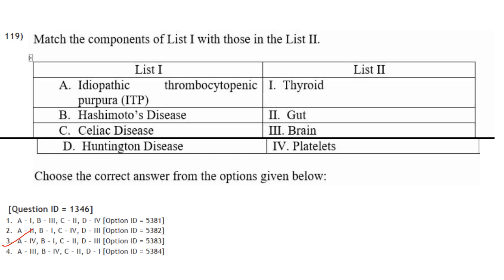Match the components of list 1 with those in list 2. Idiopathic thrombocytopenic purpura, ITP, is platelets. Hashimoto's disease is thyroid. Celiac disease is gut, and Huntington's disease is brain. So the answer here is option 3, A4, B1, C2 and D3.